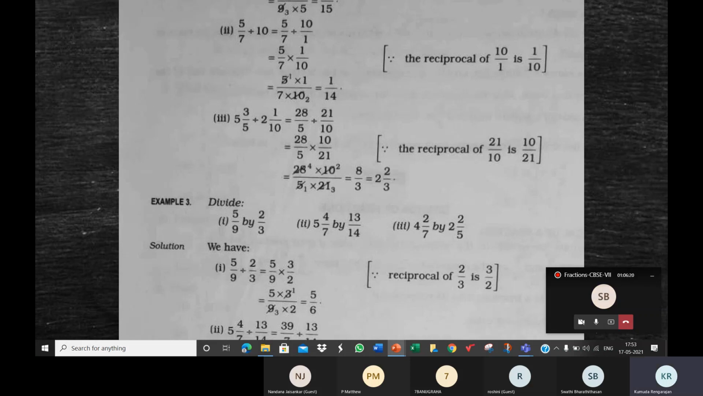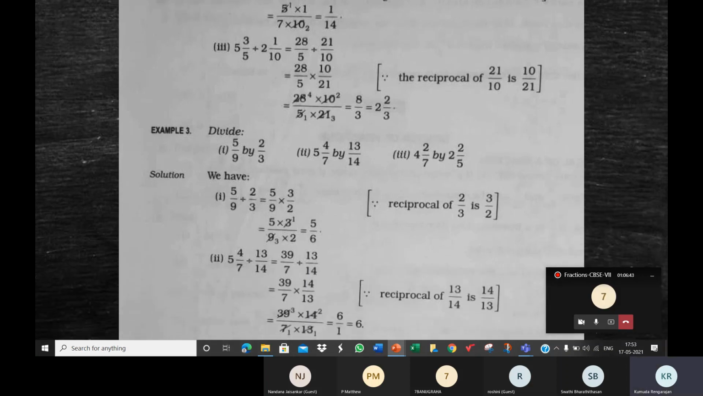What's the answer for the second one? Ma'am, 6. 6. Others? All right. Yes, that's the right answer. 6 is the correct answer.